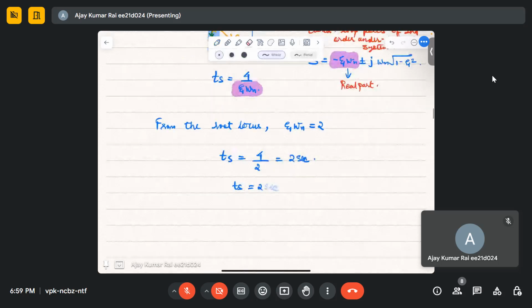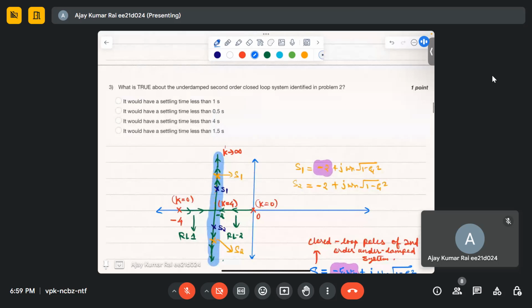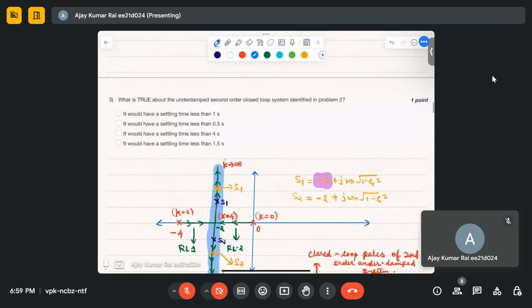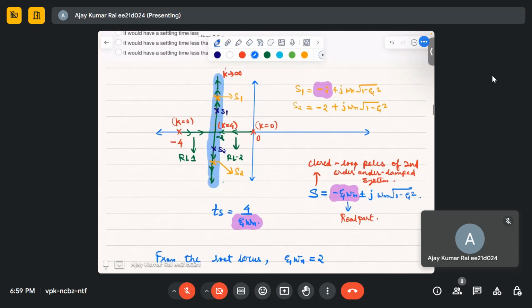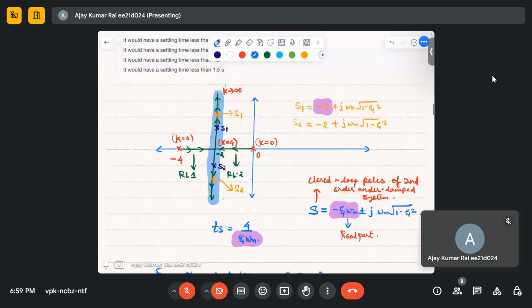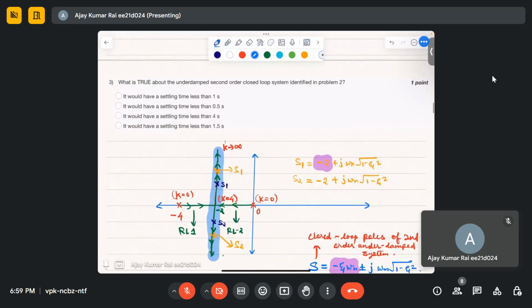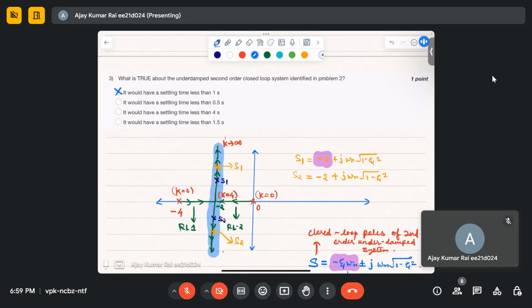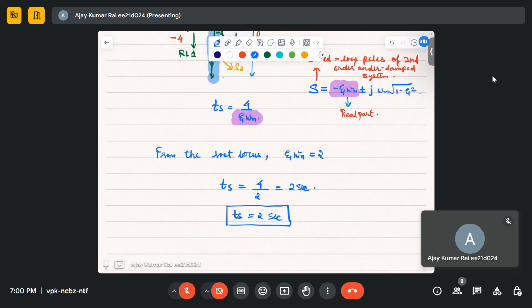Very simple. I think this is already covered in the lectures also. So let's see the statements. It would have a settling time less than 1 second. No, it will not. So this is wrong. It would have a settling time less than 0.5. This is also wrong. It would have a settling time less than 4 seconds. This can be true because 2 seconds is less than 4 seconds.